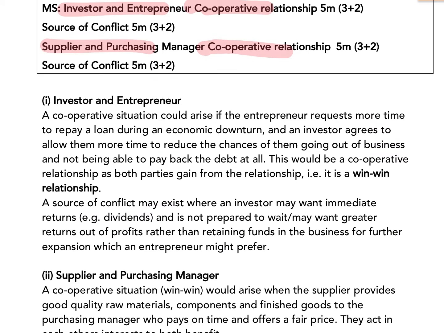What's really important here, and what the examiner will be scanning for, is that you say win-win for a cooperative relationship, and there'll be marks given for that. Then you need to show the entrepreneur winning and the investor winning. The investor agrees to allow more time to reduce the chance of them going out of business, rather than not paying back the debt at all. And the entrepreneur would request more time to repay a loan to the investor. So you're showing clearly that if the business survives, they're both going to win. And that's how you would go about answering that question.